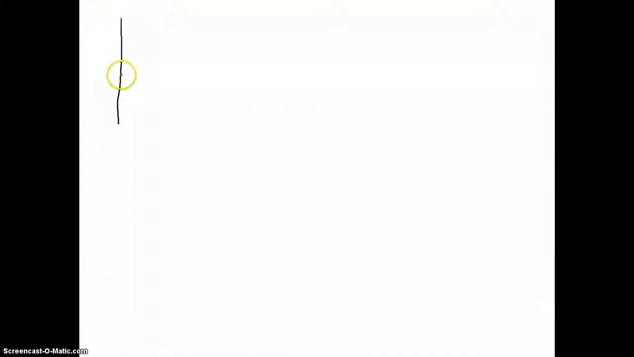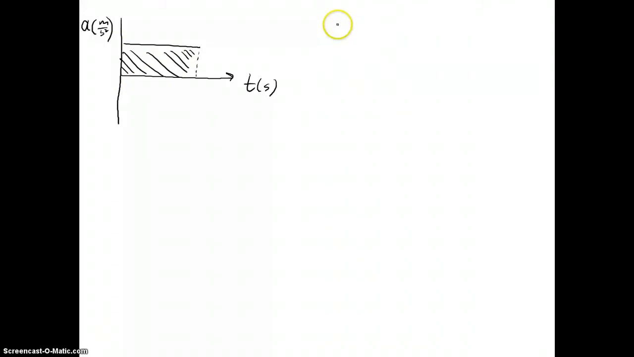So if we have an acceleration versus time graph, the units on the horizontal axis are seconds. For acceleration, the units are meters per second squared. And we have our acceleration graph. If we want to find the area under here, it's just length times width. Well, the height is acceleration, and the length is time. Acceleration has units of meters over seconds squared, so this side has units of meters over seconds squared, and this side has units of seconds.